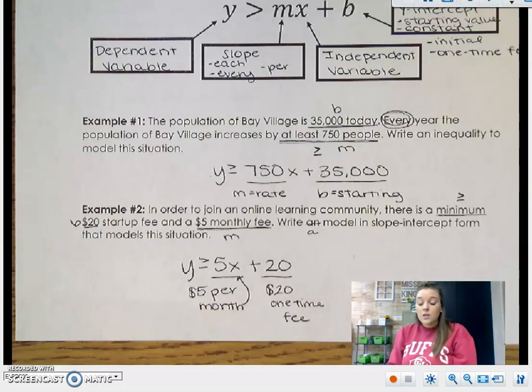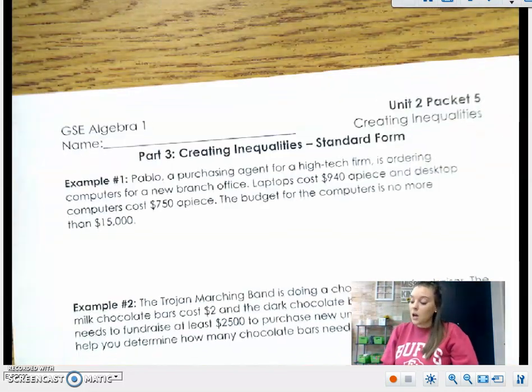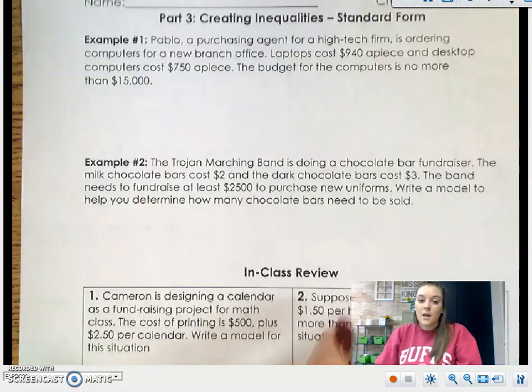So it's always nice to interpret what each of the numbers and each of the variables means as you write an equation, because the next step is to be plugging in numbers for x and for y to solve for the other variable. And if you don't know what those variables mean, it's going to be hard to plug in your numbers. Alright, let's flip to the back side and talk about creating inequalities in standard form.